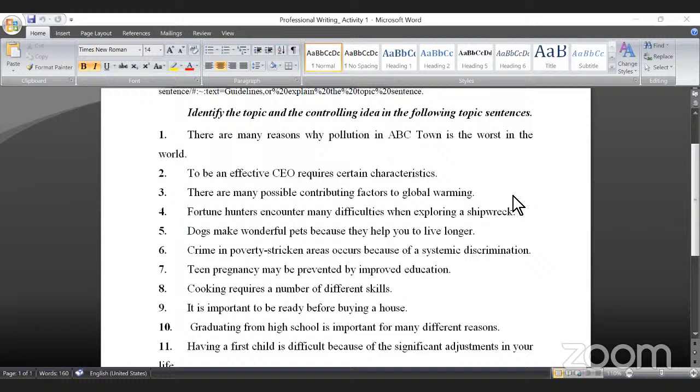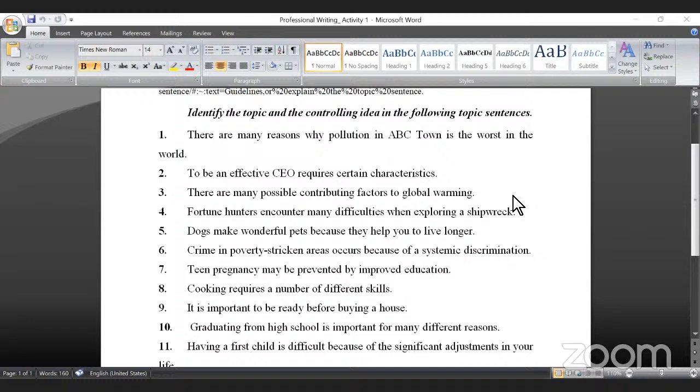I'll do one more, the second one, and you'll understand how to do this. So, to be an effective CEO requires certain characteristics. Now, what is the topic here? Effective CEO. To be an effective CEO, that is your topic. And what is the controlling idea? What do you think the supporting sentences will talk about? The characteristics of an effective CEO. Right, the characteristics.